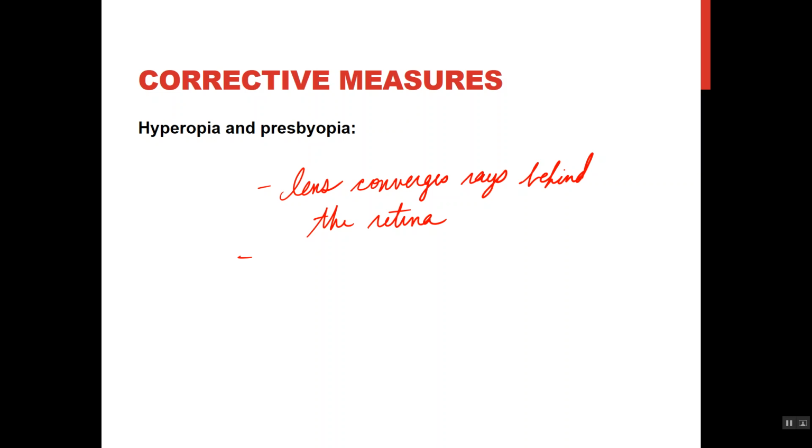And if the lens converges rays behind the retina, what kind of corrective lens do you need to have? Corrected using convergence. I'm going to write glasses just to not get confused with the actual human lens.